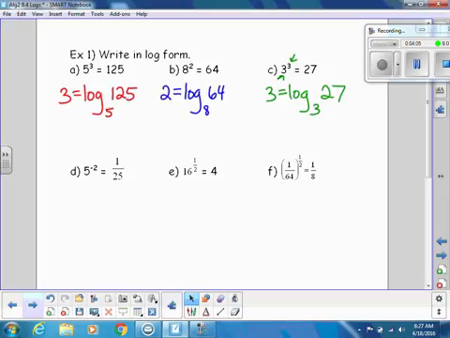So I'm going to pause here, see if you can do these bottom 3. Even though they have fractions in it, it works the same way. You can pause the video and then unpause when you're ready.